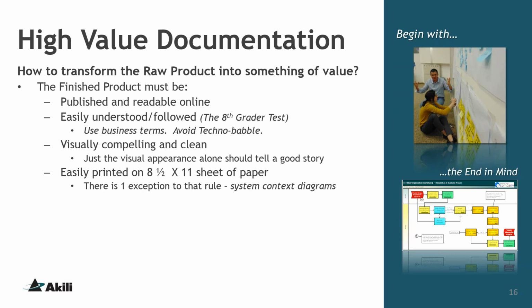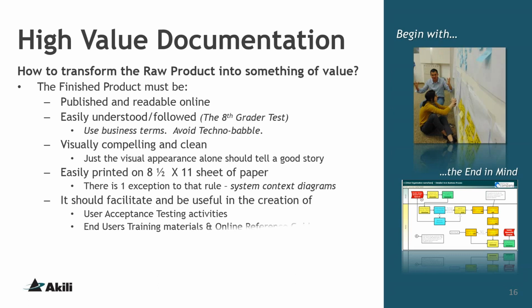It also has to be easily printed on an 8.5 by 11 sheet of paper. There is one exception with one of our artifacts. They're called system context diagrams. And those things can be rather large, as in 11 by 17, or even need to be plotted on a plotter. And when we say it has to be printed on 8.5 by 11, we're not talking about reducing the thing by 50% in order to make it fit, so they have to use a magnifying glass. That doesn't count.